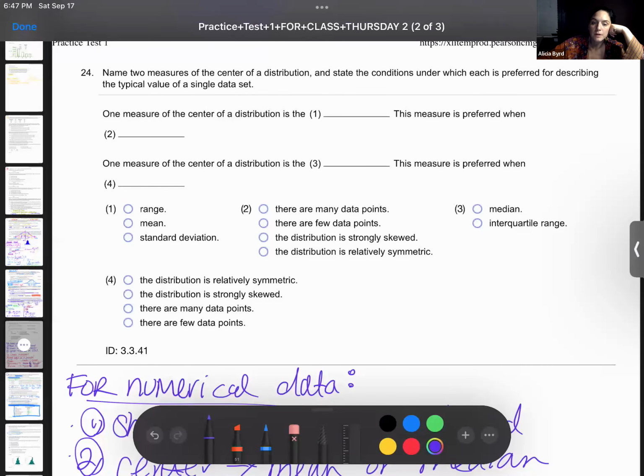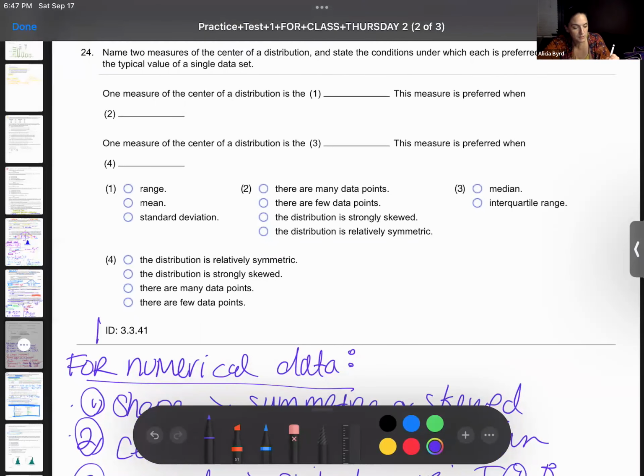All right, so now we're going to look at number 24 from practice test 1. The question identifier is 3.3.41. So this is from section 3.3, and if you want to look for it, that's what you would look for.